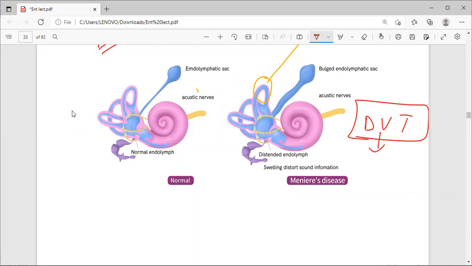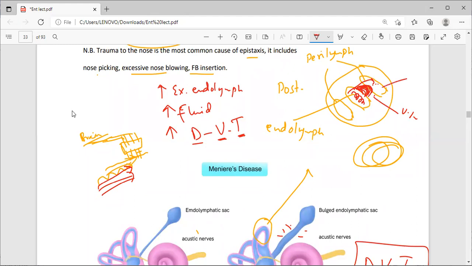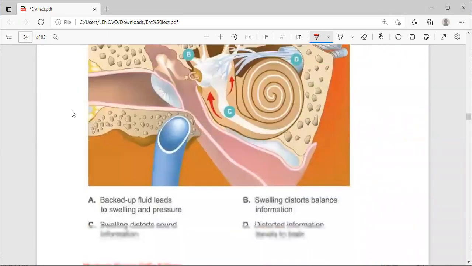Now here you can see the endolymphatic sac and acoustic nerves, and normal. Normal endolymph is very little in amount, but here you can see there is bulging of the endolymph, because of the excessive endolymph being produced. So there will be tinnitus and fullness, and when the vestibular membrane ruptures, the fluid will mix and the vertigo occurs. But the good thing is that eventually the pressure will wean off, and the vestibular membrane will heal itself again. So this is Meniere disease.